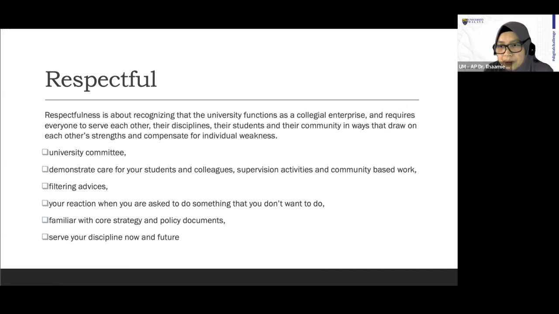workload. Some of us have got more than 3, 4, because last time, it's a condition, in order to be confirmed, that you need to teach more than 3 subjects. Okay, next.